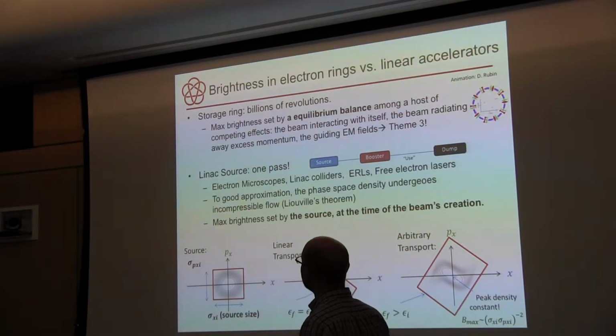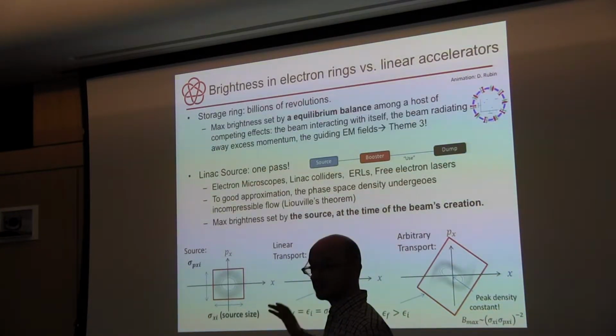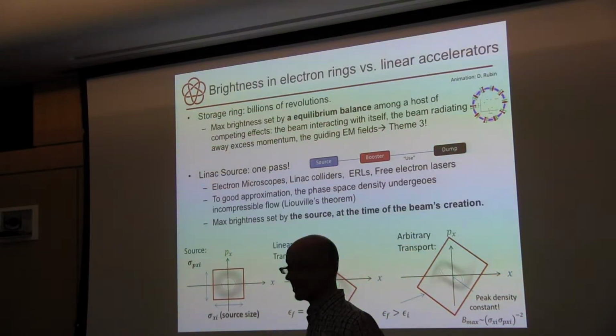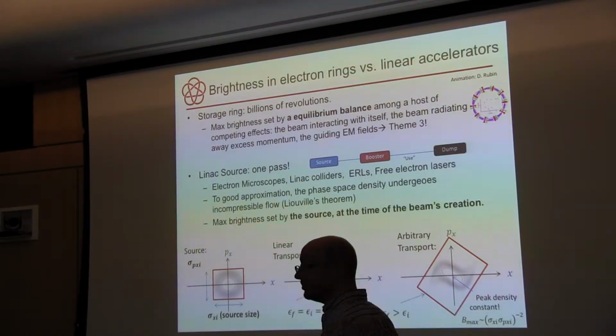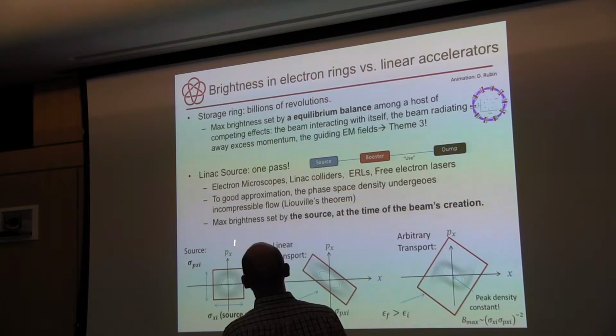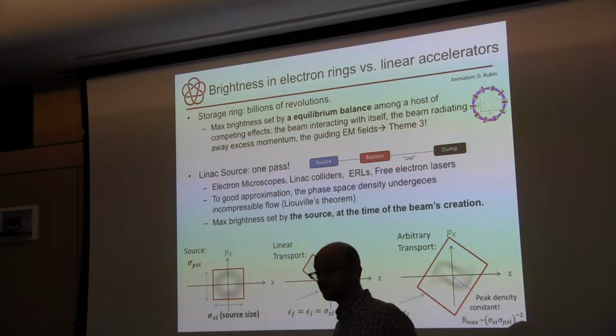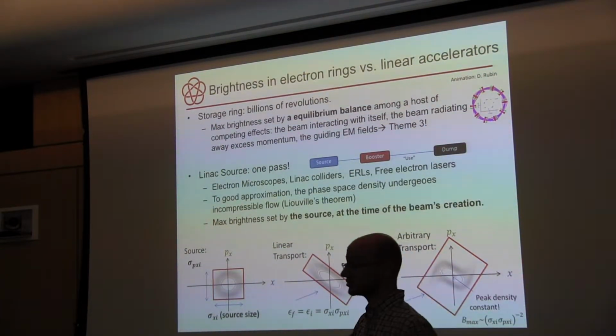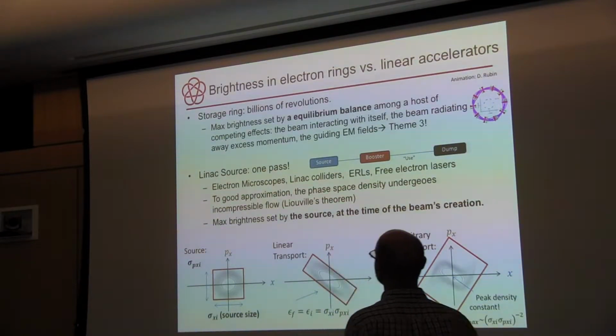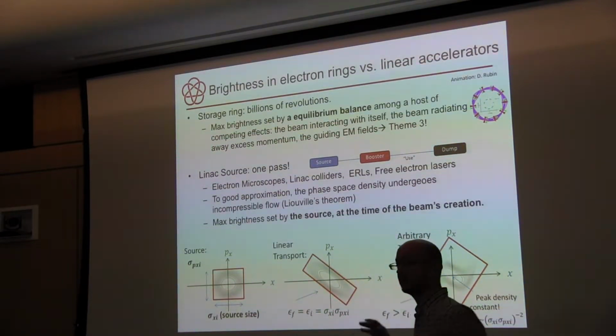Okay. So let's talk about the difference between the 2 accelerator archetypes you saw there. You saw a ring and you saw a linac. In a ring, there are billions of revolutions. The max brightness of a ring is very different than, say, a photocathode source, which I'll be talking about. The max brightness is set by an equilibrium balance among a lot of different effects.